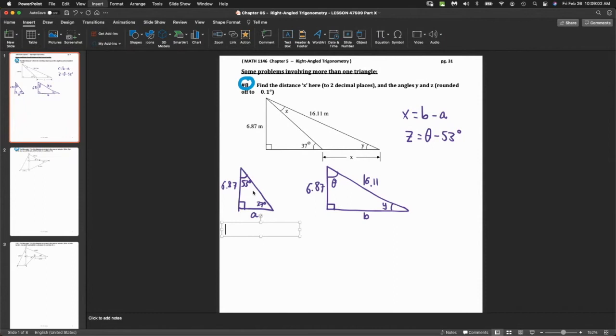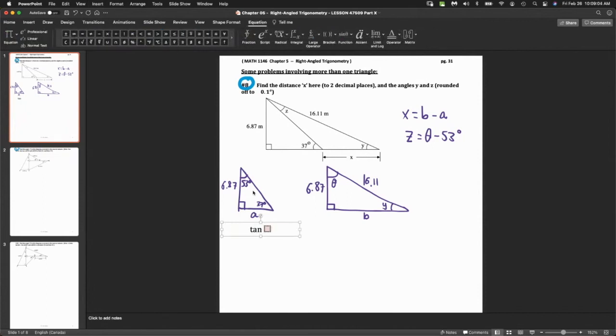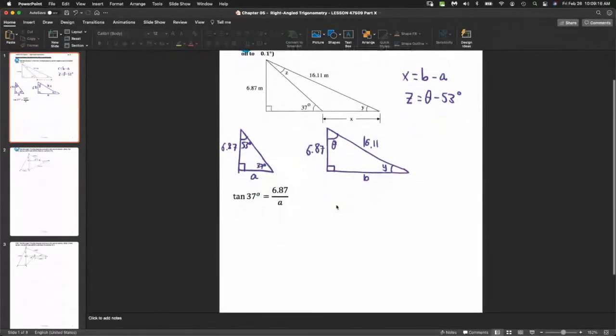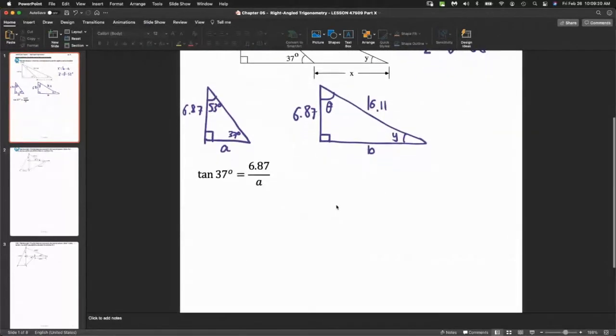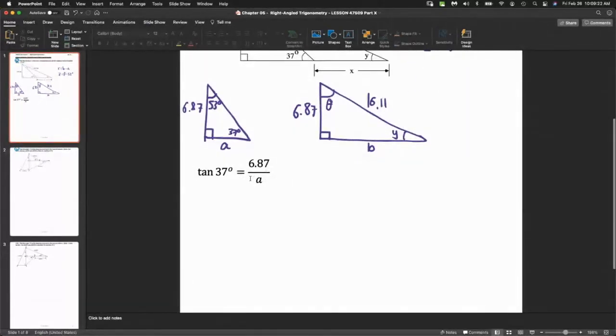So let's do that. So that'd be tan of 37 is equal to 6.87 over A. Just take a moment and think about what I did there. I don't really need the top figure. I'm going to scroll it down a little bit here, because all we're working on is these two purple triangles now. So A is here, and 6.87 is there. Remember, I chose 37 as my angle.